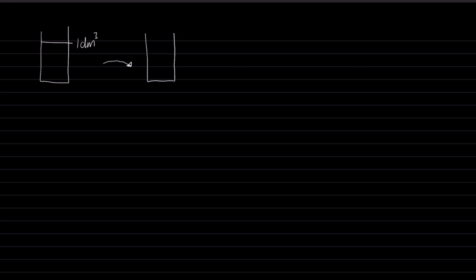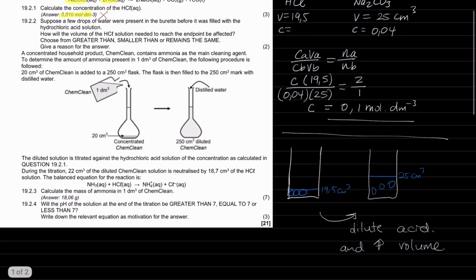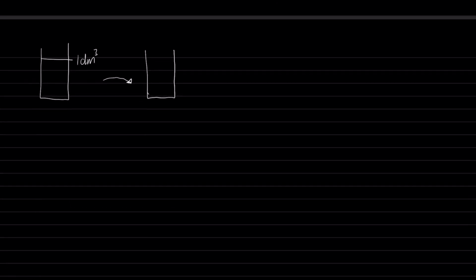So I'm going to go into a new page here, and I'm going to just sketch out exactly what's happening. We have a 1 dm cubed container of my ChemClean. Then we take out 20, so 20 cm cubed, right?